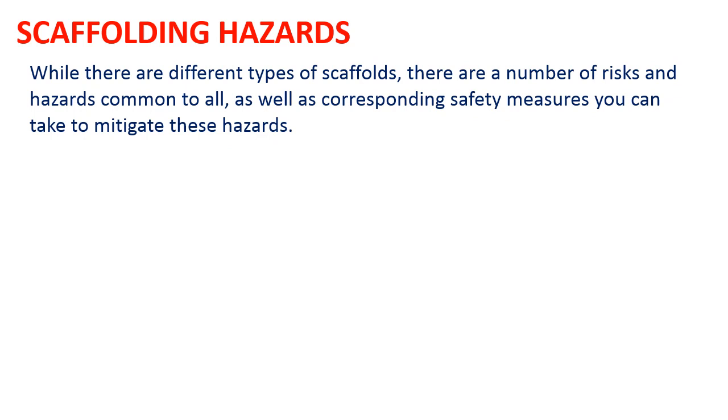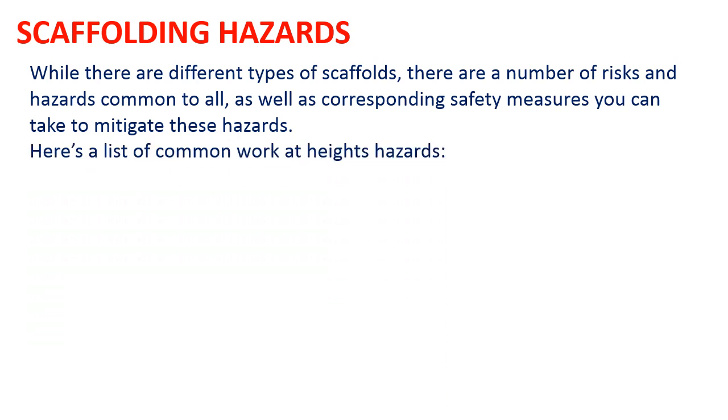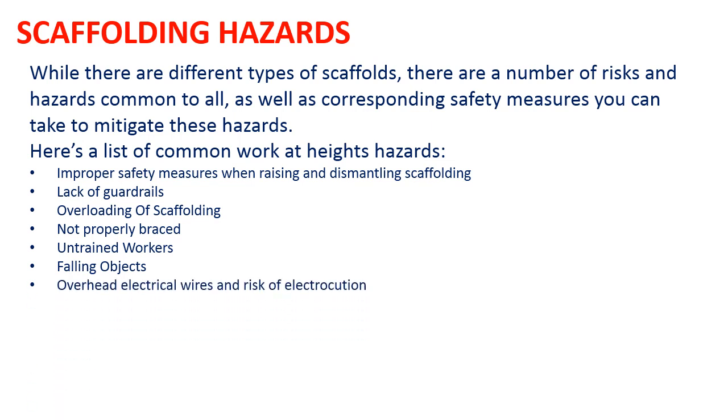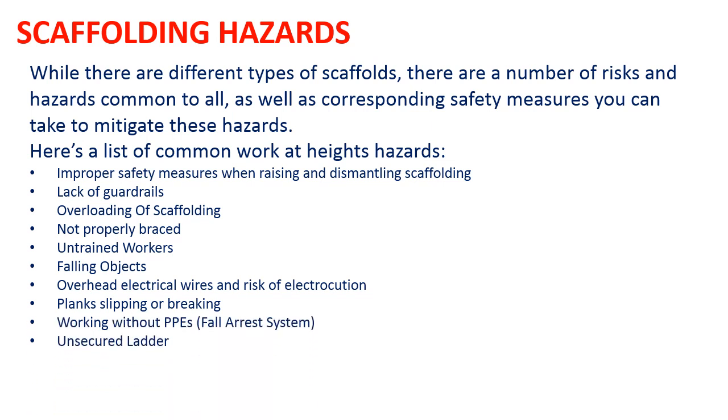Scaffolding hazards. Where there are different types of scaffold, there are a number of risks and hazards common to all, as well as corresponding safety measures you can take to mitigate these hazards. Here's a list of common work at height hazards: improper safety measures when raising and dismantling scaffolding, lack of guardrails, overloading of scaffolding, not properly braced, untrained workers, falling objects, overhead electrical wires and risk of electrocution, planks slipping or breaking, working without PPEs, fall arrest system, unsecured ladder, overloading platforms, climbing on scaffolding.